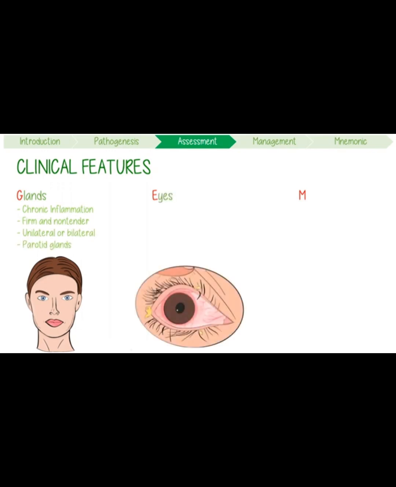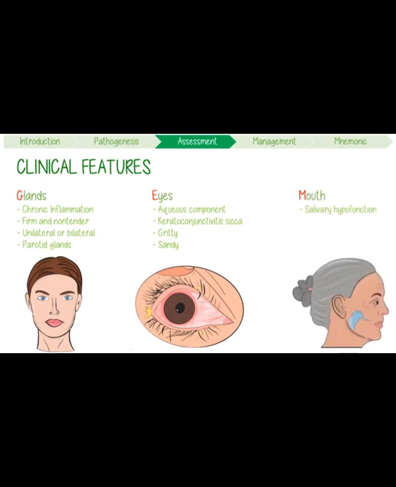E stands for eyes that are dry and irritated due to reduction in the aqueous component of tears, which is medically called keratoconjunctivitis sicca. It gives a gritty and sandy feeling to the eye. M stands for dry mouth, caused by chronic salivary hypofunction, which is medically called xerostomia. This increases the risk of dental caries and oral candidiasis.